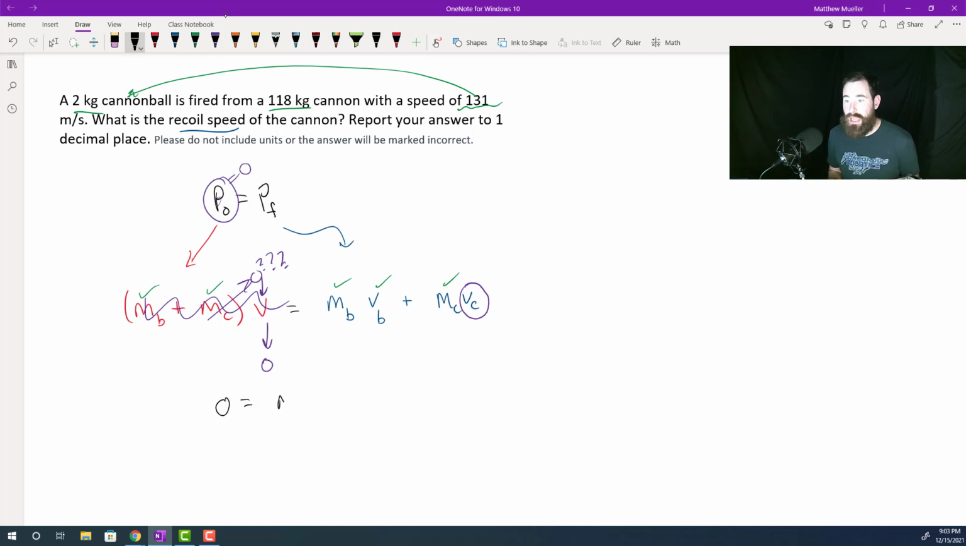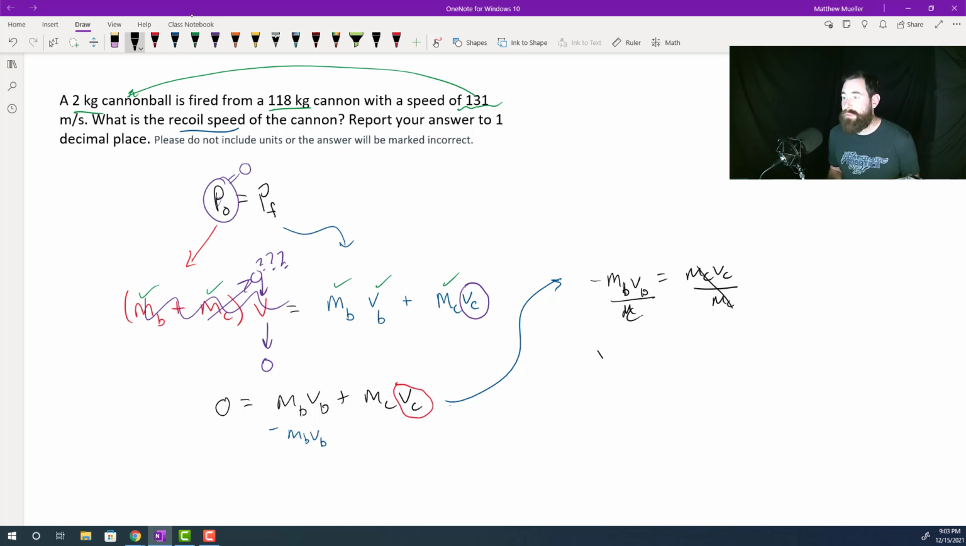We have 0 is equal to MB VB plus MC VC, and we want to solve for VC right here. We just got to do a little algebra, a little arithmetic, get him by himself. I'm going to go ahead and subtract MB VB to the other side. Rewriting over here on the side, we've got negative MB VB is equal to MC VC. I'm going to divide by MC on both sides. Those cancel, and so the velocity of my cannon is going to be negative MB VB all over MC.